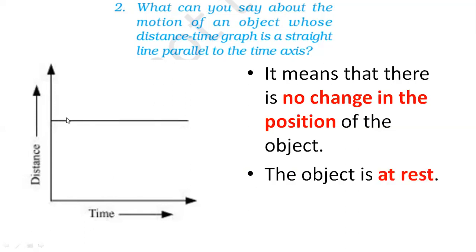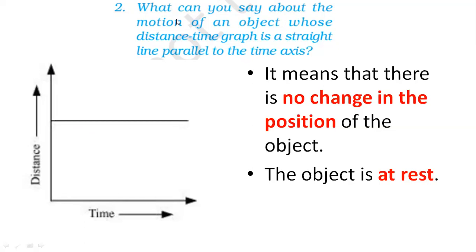Time is increasing but the distance is not changing. Basically it means the object is at rest. Very simple. So we have first drawn the graph, and we have drawn a line parallel to the time axis. You can see the time axis is this, and parallel to this is this distance line. Write this down in your notebook and then we'll go for the next one.